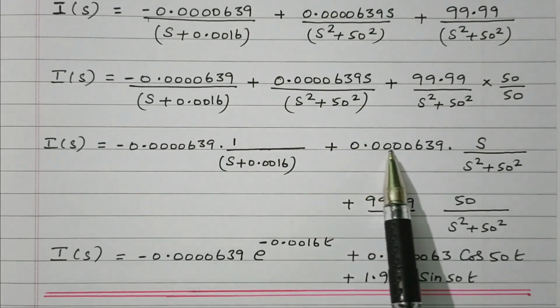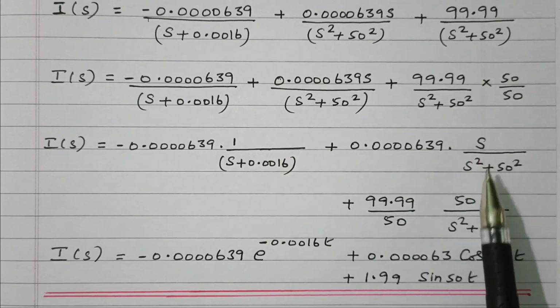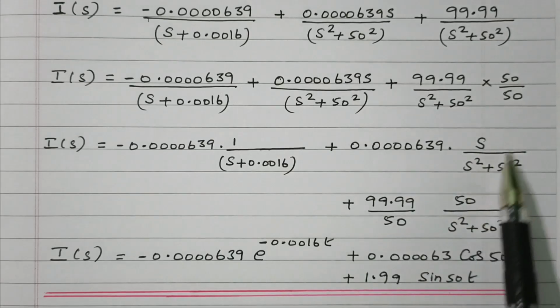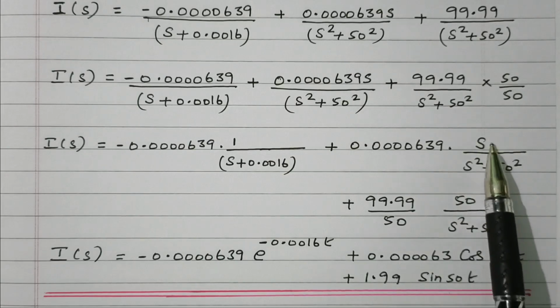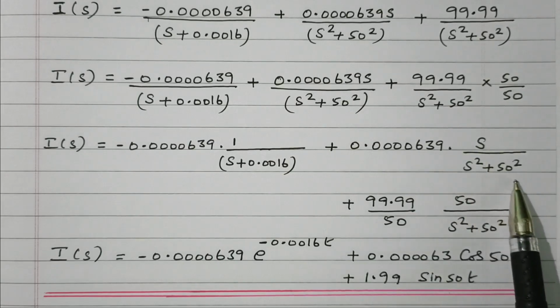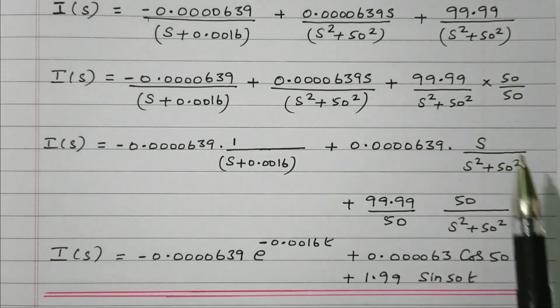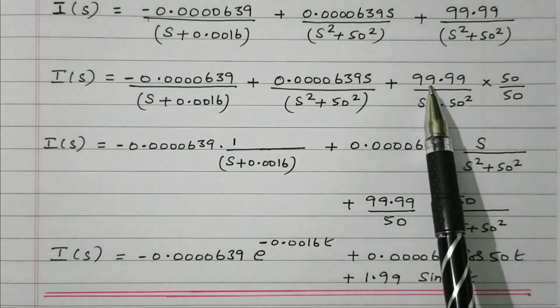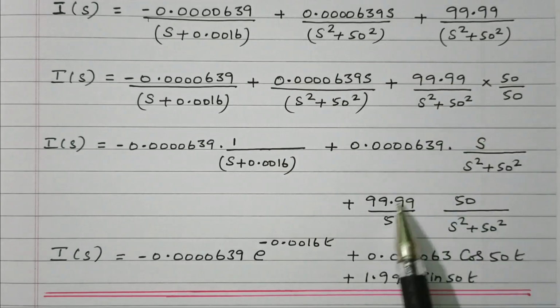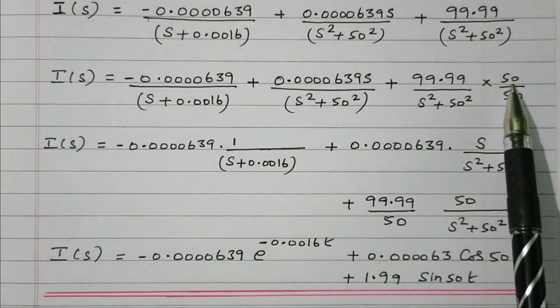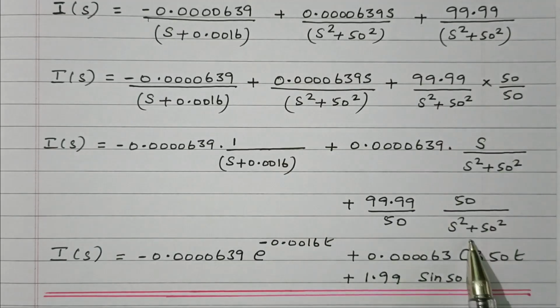And this is a constant. Then s divided by s square plus 50 square. This is one more standard form: s divided by s square plus omega square. Omega is here 50. Right. See here, now 99.99 divided by 50 is written separately, and 50 divided by s square plus 50 square is written separately, rearranged. Why is it written like that? Omega divided by s square plus omega square, that is another standard form. Right. Now this constant is written as it is.